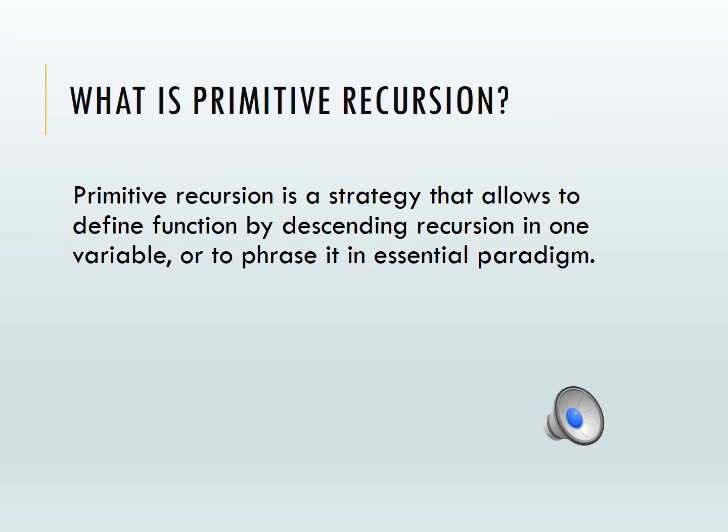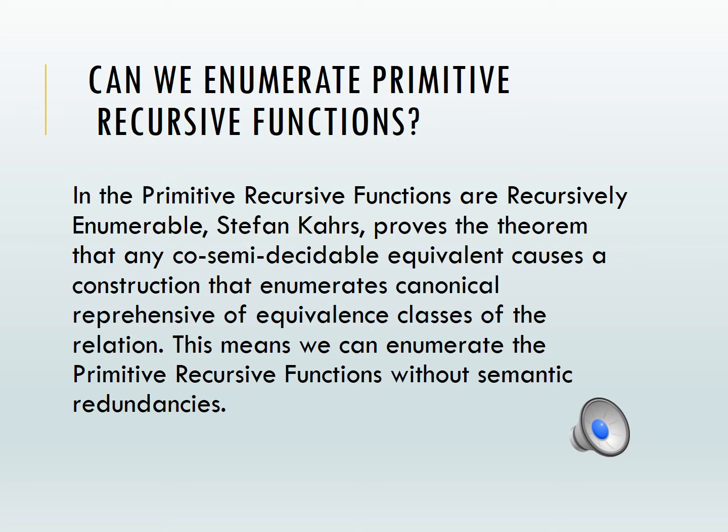Okay, what is primitive recursion? Primitive recursion is a strategy that allows us to define a function by descending recursion in one variable, or to phrase it in essential paradigm. Can we enumerate primitive recursive functions?